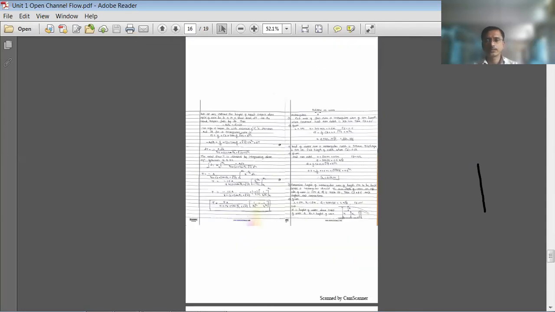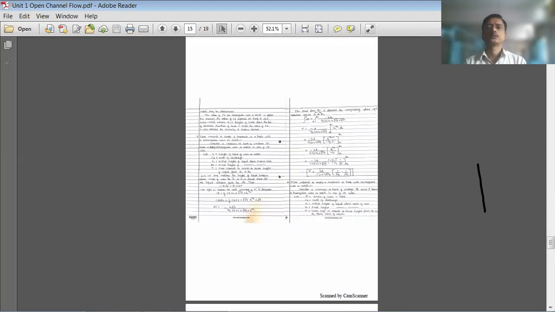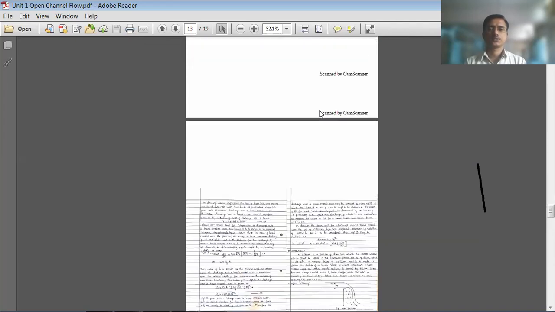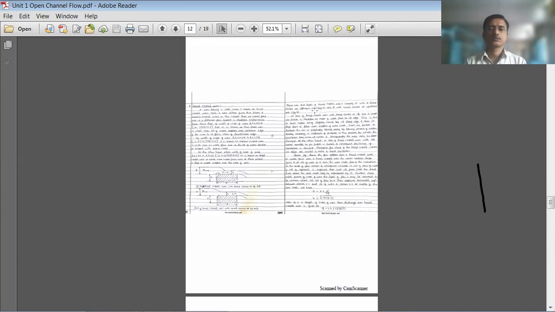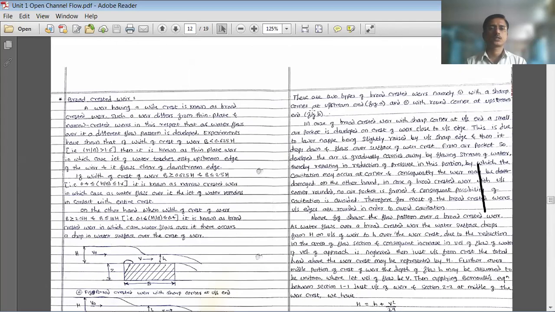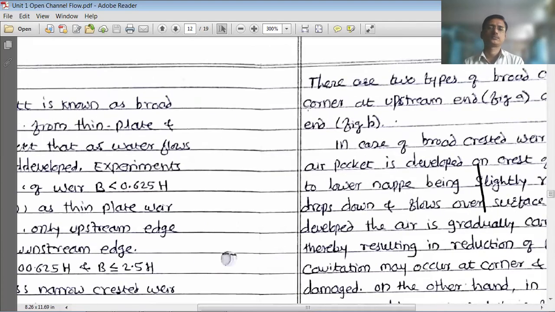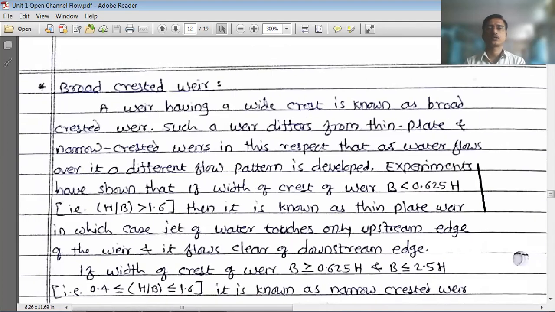So now let us move ahead to the next point that we are going to see here. The title of that next point is broad crested weir. Okay. What is the meaning of broad crested weir?